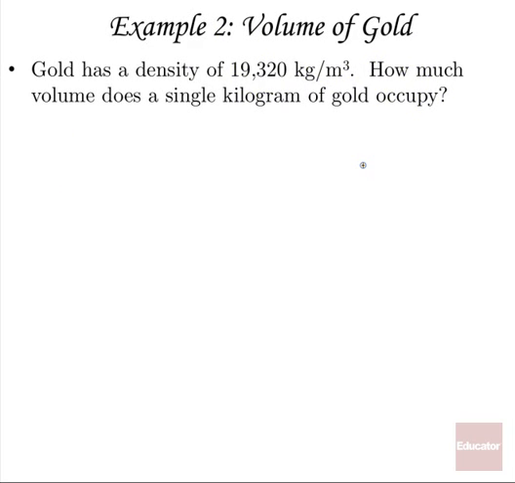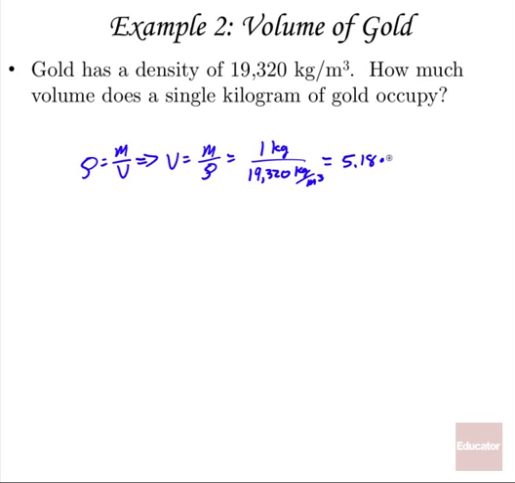Let's take a look at the volume of gold. It has a density of 19,320 kilograms per meter cubed. It's very dense. How much volume does a single kilogram of gold occupy? Well, if density is mass over volume, then volume will be mass over density, or 1 kilogram over 19,320 kilograms per meter cubed, or about 5.18 times 10 to the minus 5 cubic meters.